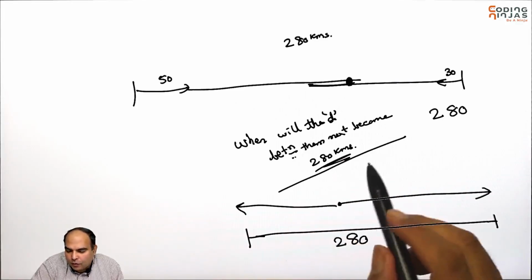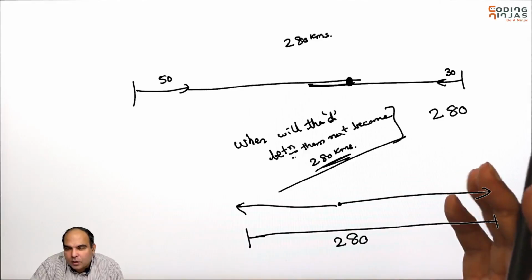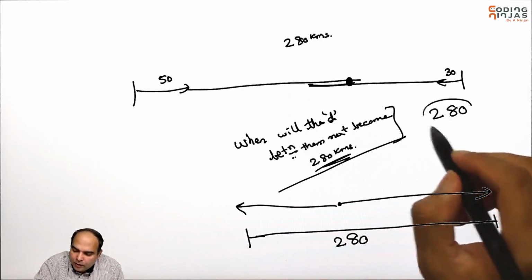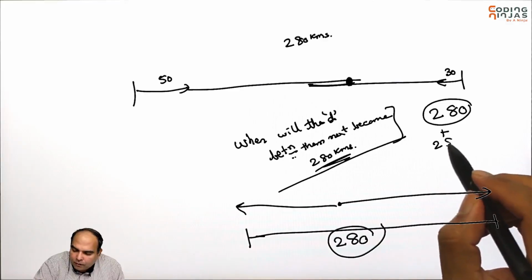Of course, in this scenario you are assuming that they will meet and continue in the directions in which they were originally traveling. So the approach is 280, the separation is also 280, so the net distance to be covered is 560.